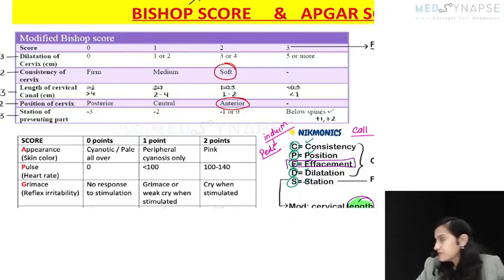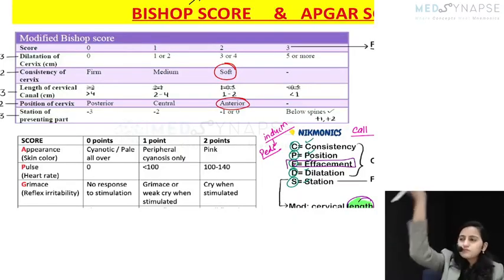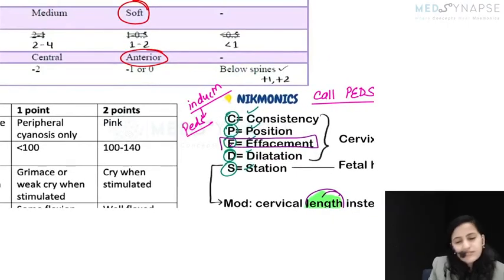Station. Fetal head station. Should the fetal head be down or up? Down. What is the down position called? +1, +2, that is below the spines.